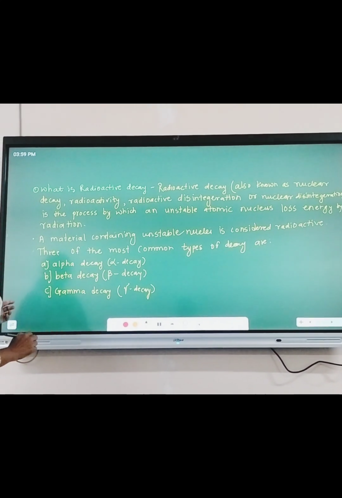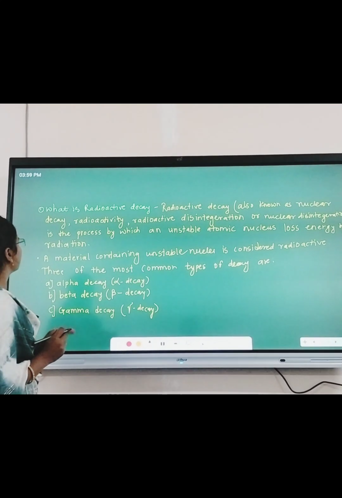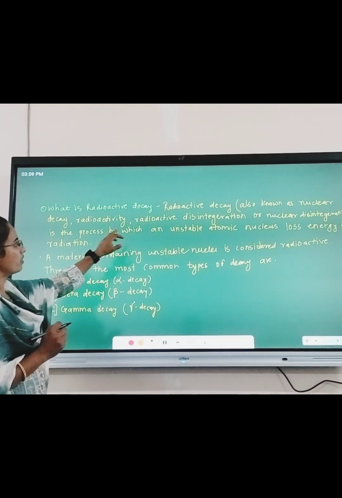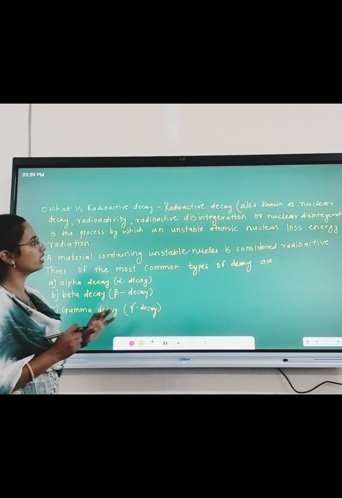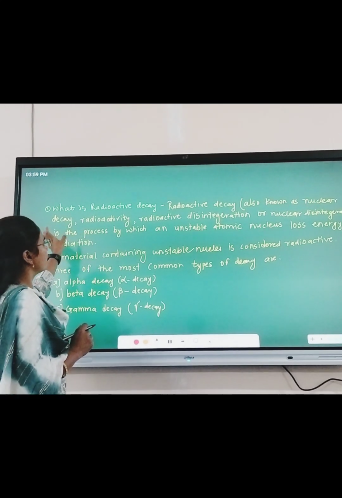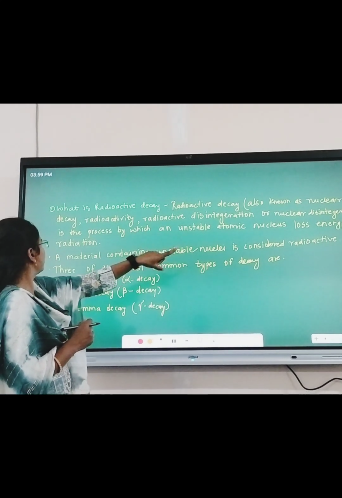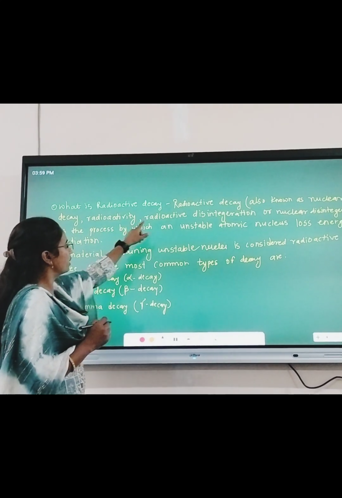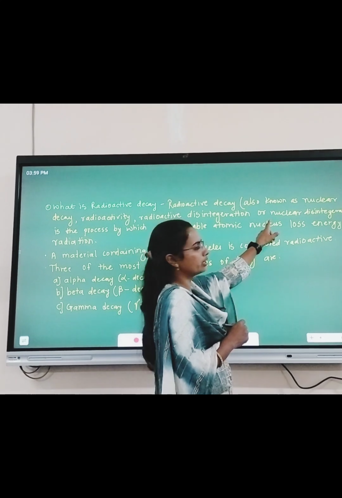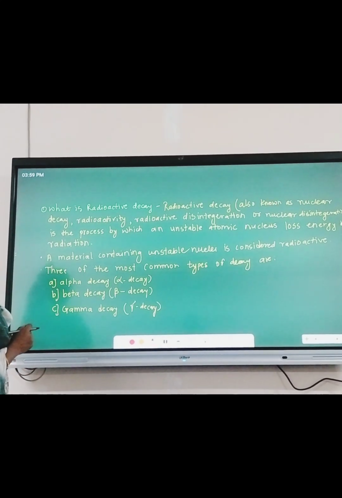Then, what is radioactive decay? Radioactive decay is also known as nuclear decay, radioactivity, radioactive disintegration, or nuclear disintegration. These are the four different names.